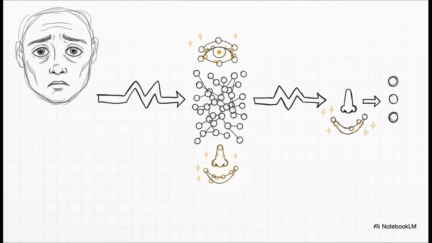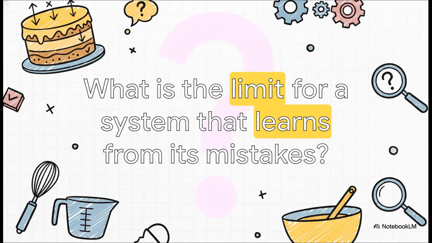And after doing this thousands and thousands of times, the neurons just organize themselves. They become useful detectors for things like eyes, noses, smiles, all by themselves. And that kind of leaves us with a pretty big question, doesn't it? Backpropagation is, at its core, a simple, elegant algorithm for learning by tracing your own mistakes. So you have to wonder, what's the ultimate limit for a system like that? How far can it go?